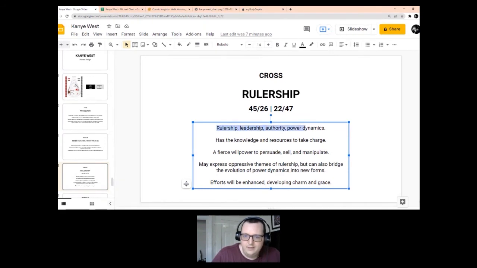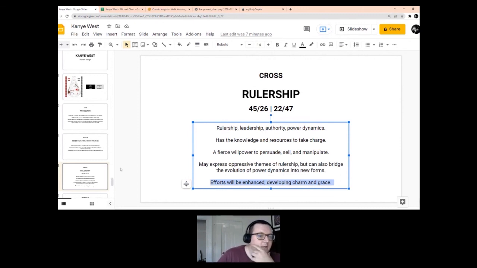Rulership, leadership, authority, power dynamics. He has the knowledge and resources to take charge, a fierce willpower to persuade, sell, and manipulate. May express oppressive themes of rulership, but can also bridge the evolution of power dynamics into new forms. Efforts will be enhanced, developing charm and grace.